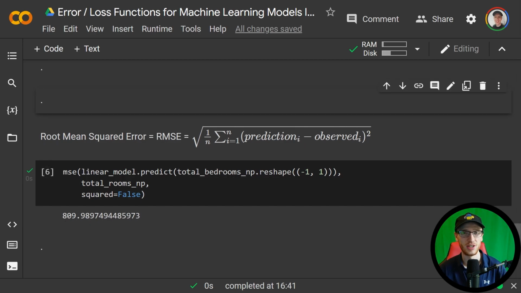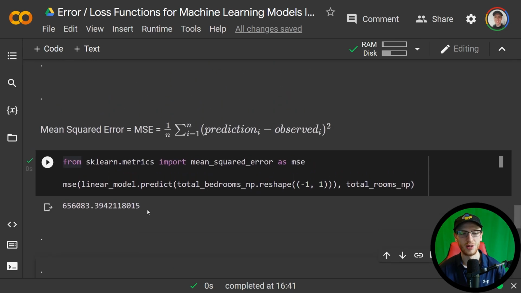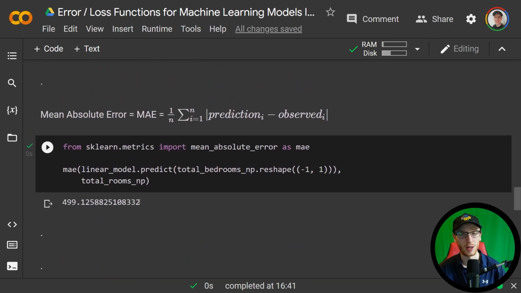Technically, the interpretation of this is a little confusing. It's actually the standard deviation of the unexplained variance. That's a bit of a mouthful. I would just worry about the fact that the root mean squared error is in the same units, as in it's 810. We're talking this is 810 rooms. But here, with the mean squared error, well, this isn't really rooms anymore. It's kind of squared rooms. Let's not really use this one. Mean absolute error, well, this is again 500 rooms, and so this is a good metric.